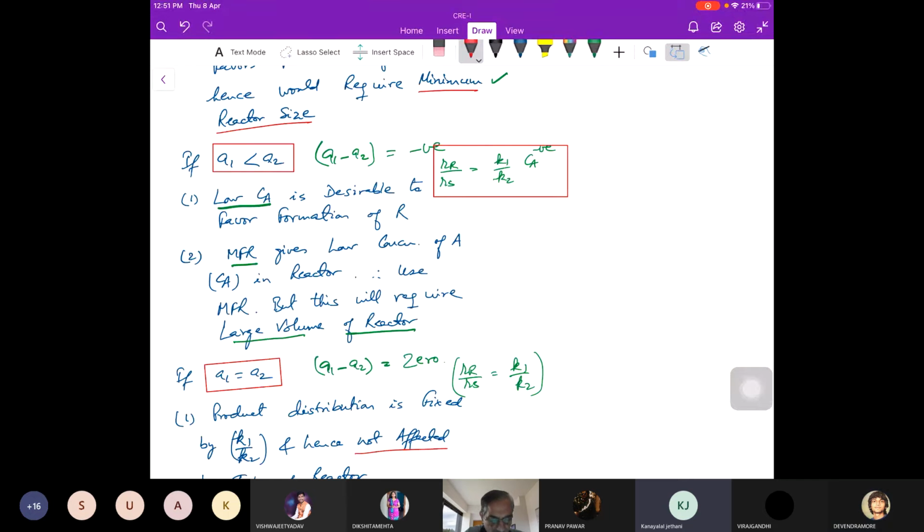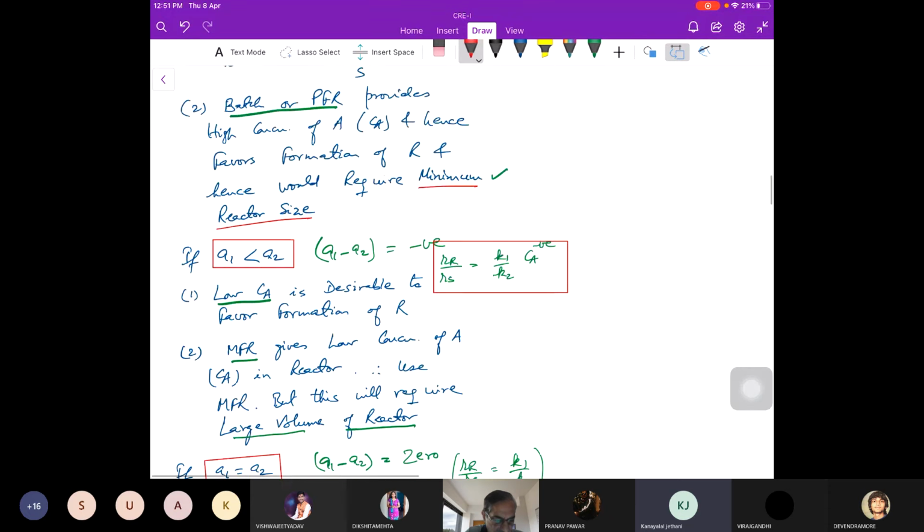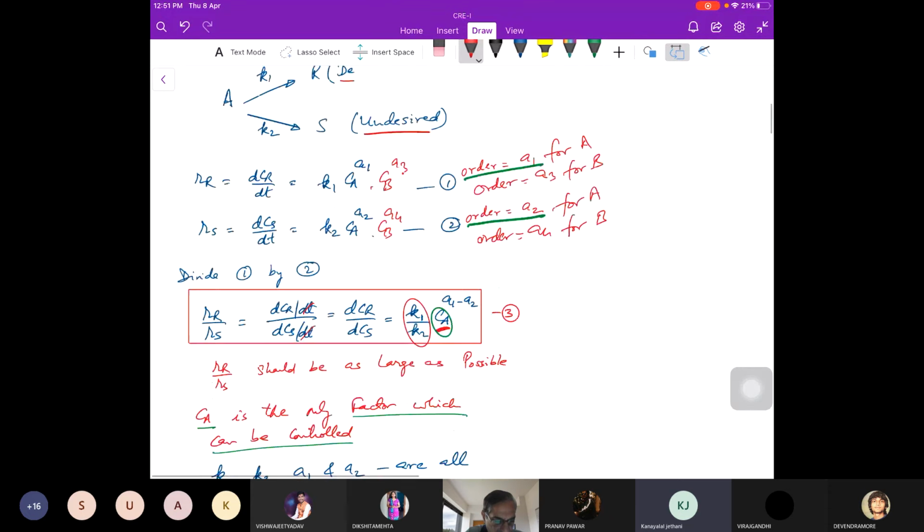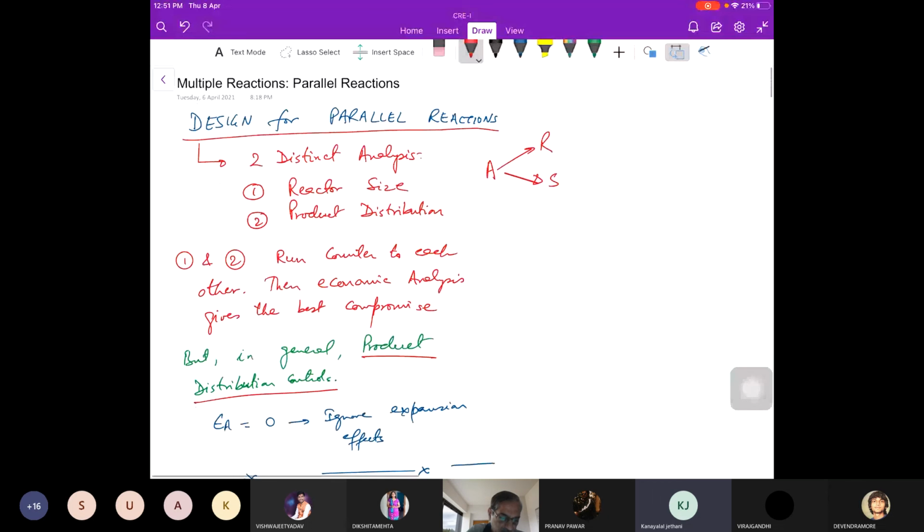Now the question is, if there are two reactants, generally there are two reactants. In some cases there's only one reactant, but in most cases you'll have at least two reactants. So if there are two reactants, what do we do? Suppose there is a reaction A plus B gives R plus S.